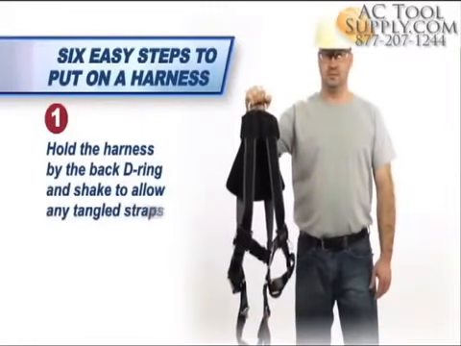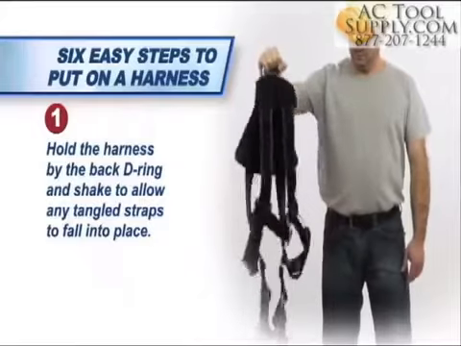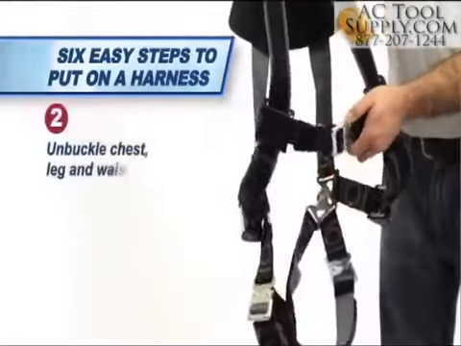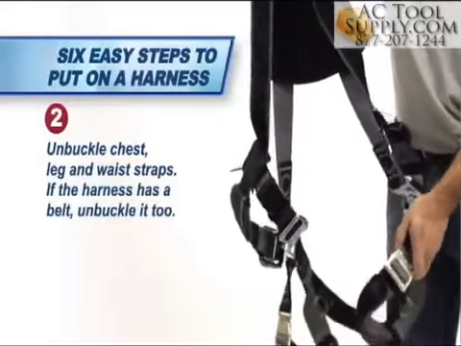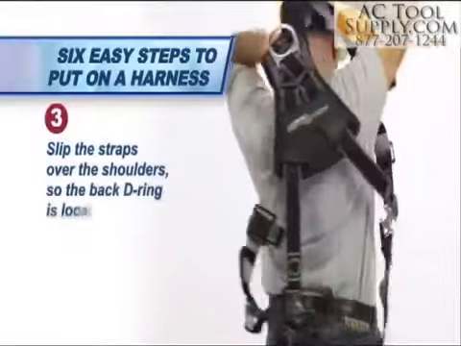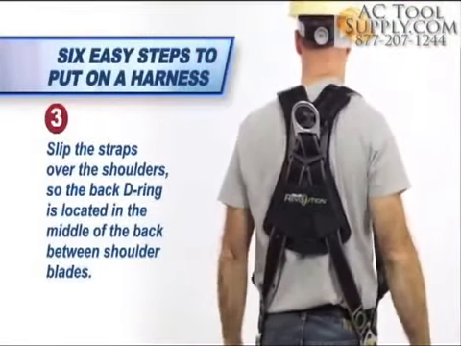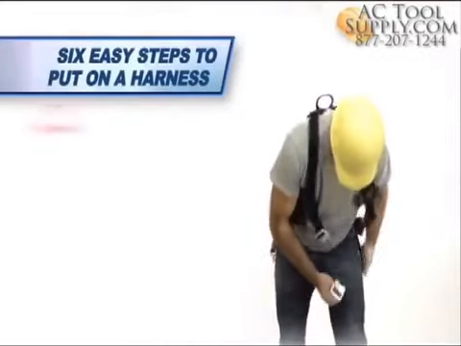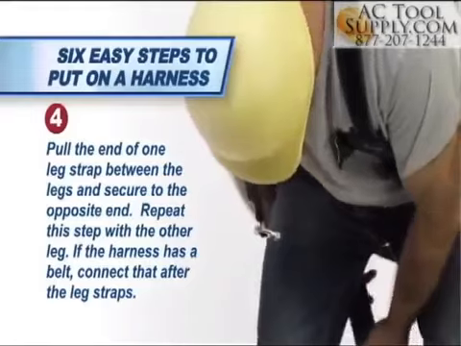Hold the harness by the back D-ring and shake to allow any tangled straps to fall into place. Unbuckle chest, leg, and waist straps. If the harness has a belt, unbuckle it too. Slip the straps over the shoulders so the back D-ring is located in the middle of the back between the shoulder blades. Pull the end of one leg strap between the legs and secure to the opposite end.